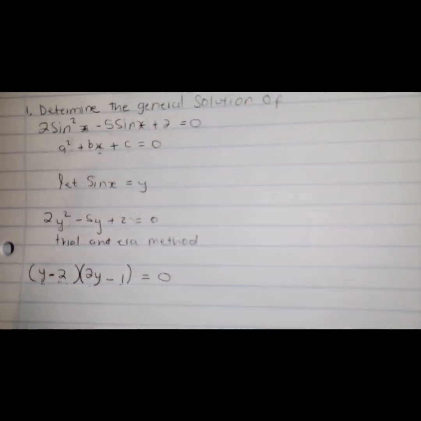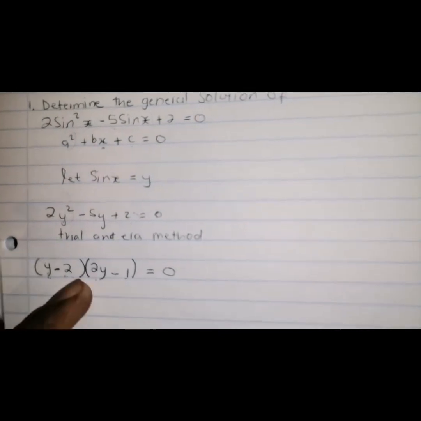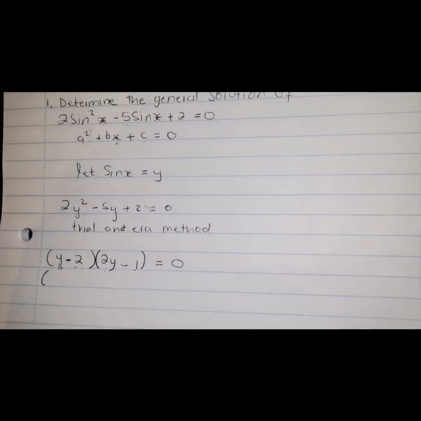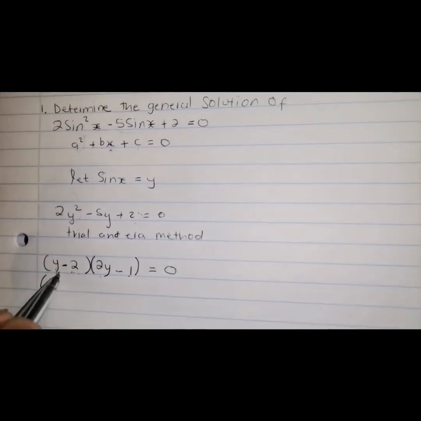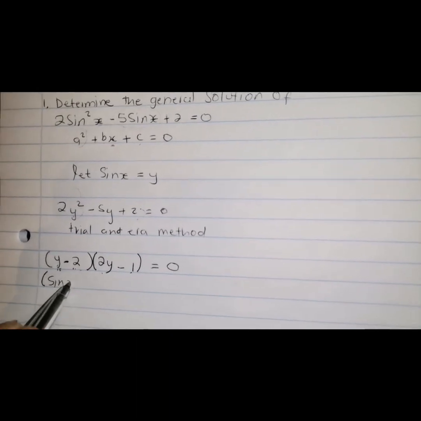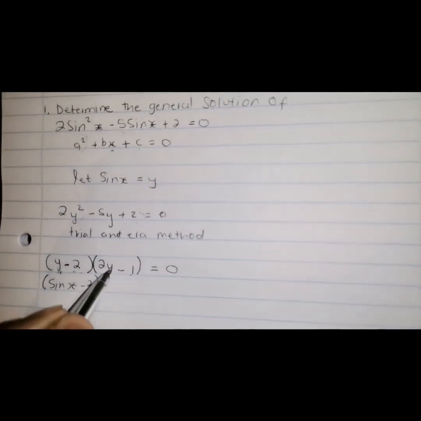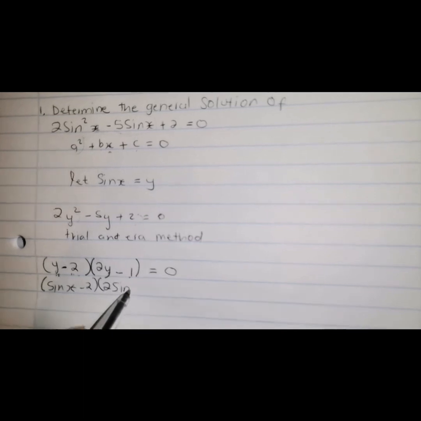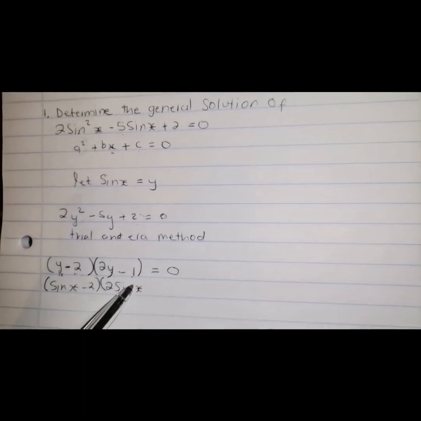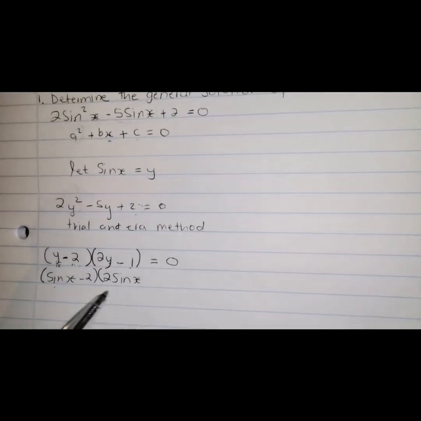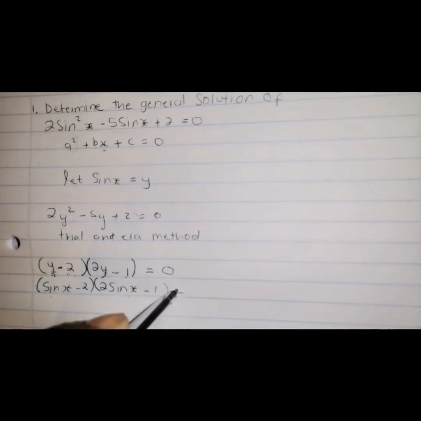Now, right now I'm done with factors. Let me just go back to sine right now. Sine again. Let me just substitute. Where I see y, I put in sin x. I'm bringing the original equation here. So y is sin x minus 2. For y again is sin x. And here it is no longer y squared. Hence there is no square here. It's only y. Hence we have sin x minus 1 equal to 0.